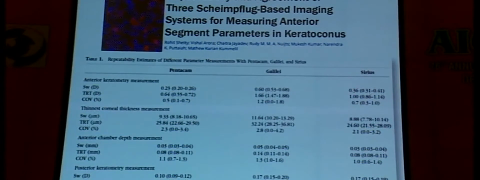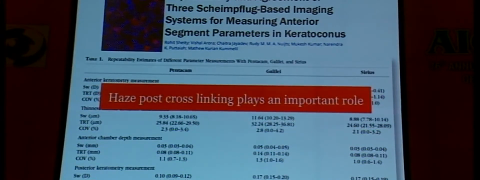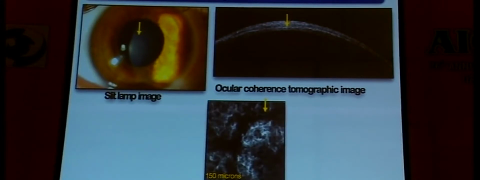We published this paper in IOVS looking at the repeatability and agreement of 3 Scheimpflug-based imaging systems. What we found was that haze post-cross-linking also plays an important role in determining whether there's progression or not. If you do have a significant amount of haze, it's very difficult to comment on progression in these cases. As you can see here, there's a minimal amount of haze on the slit lamp. However, when you look at this on a densitometry map in the Pentacam and see it 5 months apart, there's a significant increase in the amount of haze. So in these kinds of cases, it's difficult to comment on progression, whether it's actually happening or not.